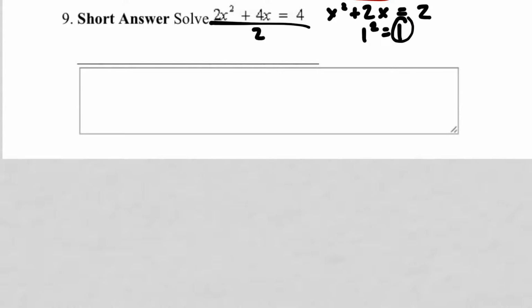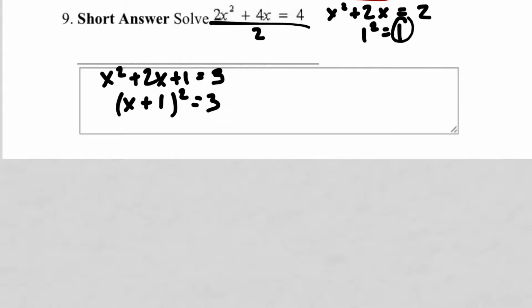So here's what you have now. X squared plus 2x plus 1 equals 2 plus 1, which is 3. I added 1 to both sides. Now you factor the left side. It's a perfect square, we know that. So it's going to be x plus 1 quantity squared, right? The square root of the first one, the square root of the last one, the middle term has a sign of b. Equals 3. Kill the square by taking the square root of both sides. And we have x plus 1 equals plus or minus radical 3.